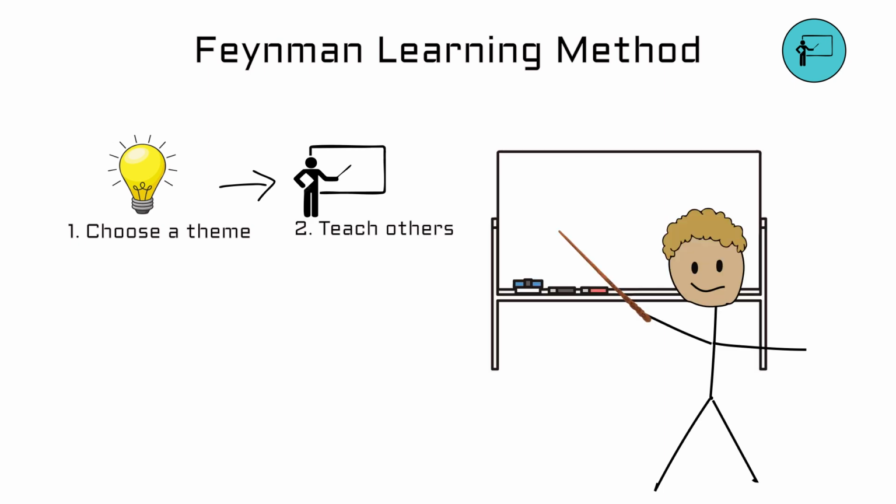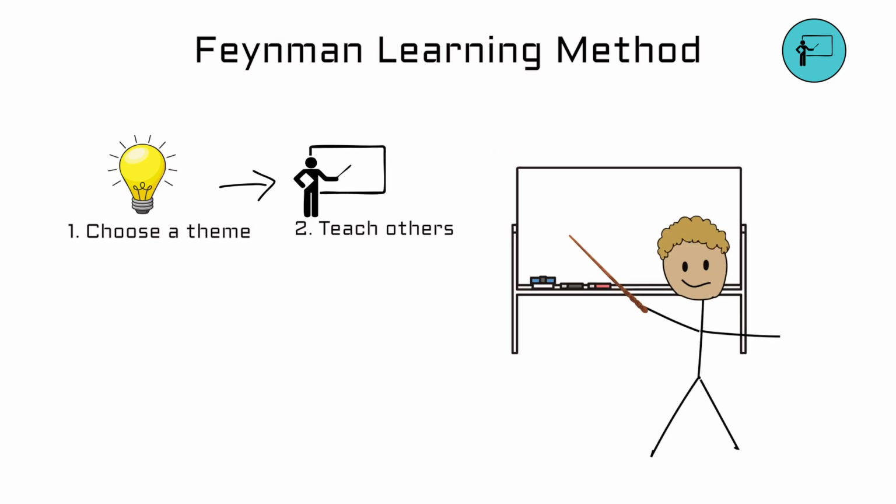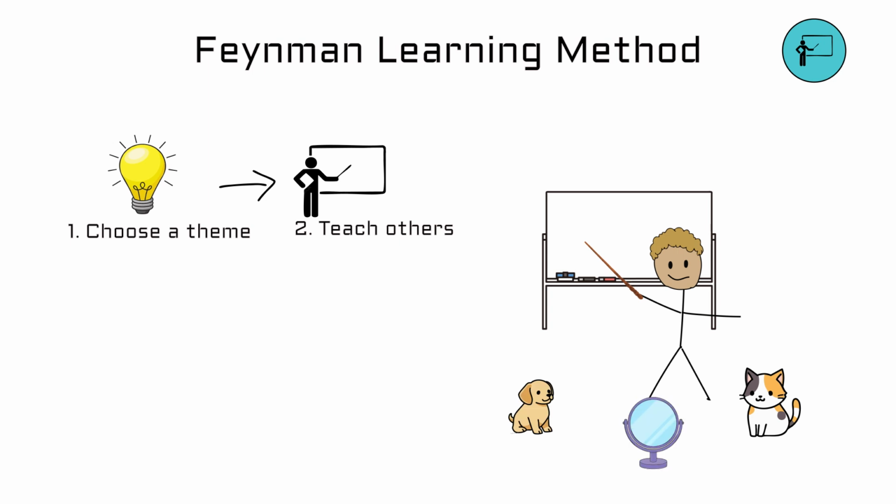Pretend to be the teacher, and explain the topic out loud to someone else. You can talk to your cat, your dog, or even a mirror. The key is to actually say it out loud. Step 3. When you get stuck or start mumbling nonsense, congratulations. That's the part you don't really get.